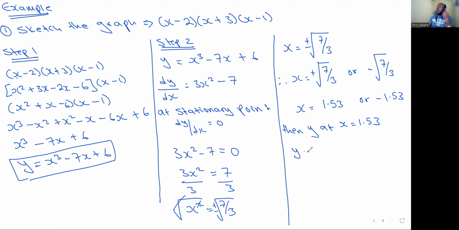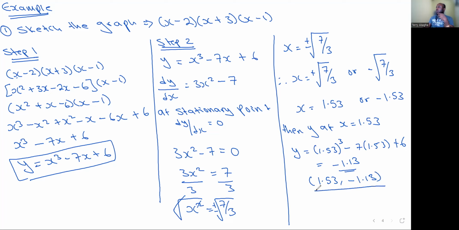So then y will now become 1.53 cubed minus 7 times 1.53 plus 6. And this will give you, if you press the calculator, minus 1.13. So that means the coordinate now is, when x is 1.53, y is minus 1.13. So this is the first coordinate. Then we need to get the second one.